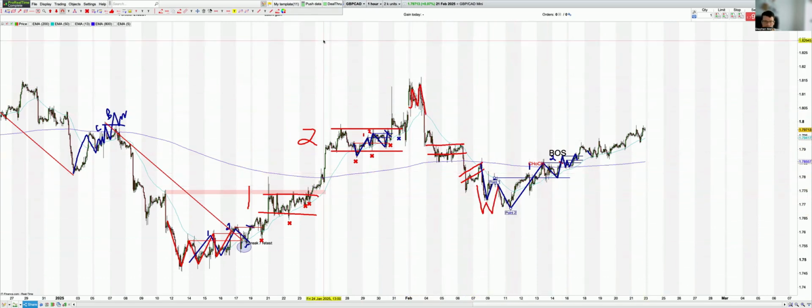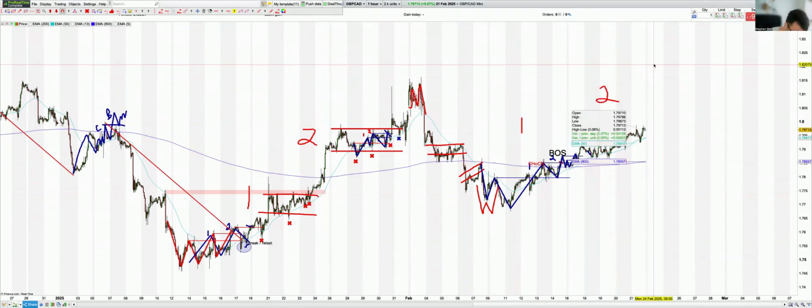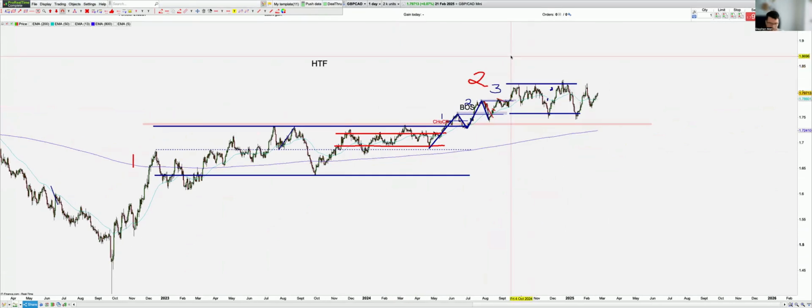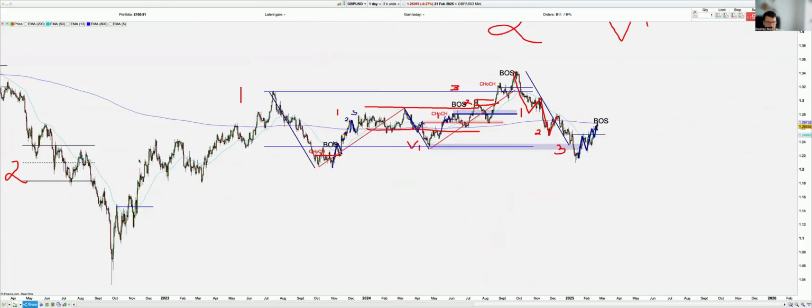It's amazing. Got 2 weeks of rise. This is 1. This is 2. It's amazing. Anyway, done GBPCHF, GBPUSD next.